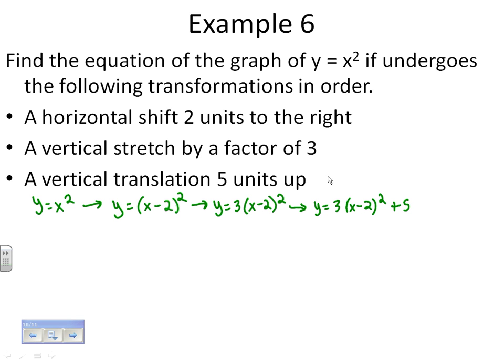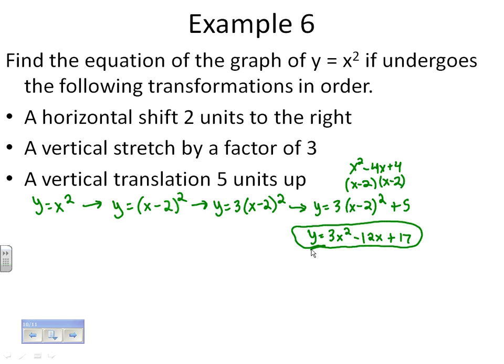Let's go ahead and work out what this is so that we can compare it, because we're going to do it the opposite way now. To do x minus 2 squared, I have to FOIL and then distribute the 3. So I get y equals 3x squared minus 12x, and then 3 times 4 is 12, and I want to add the 5 and get 17. So this is my function all solved out for doing these transformations in order.